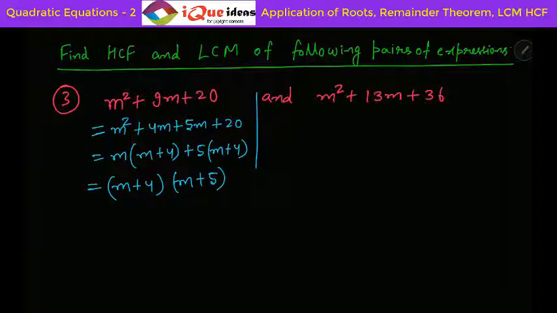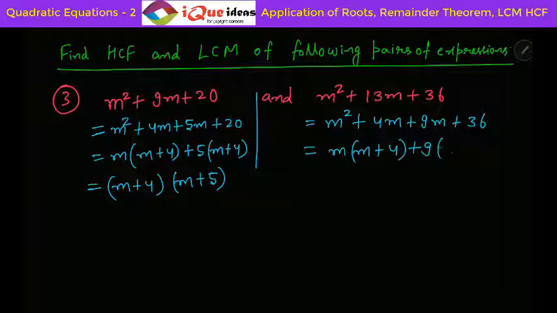Okay. Now the second one, it is m square. So 1 into 36, that is 4 into 9, right? So it is 4 plus 9 is 13. So it is m square plus 4m plus 9m plus 36. So this gives us m common into (m plus 4) plus 9 common into (m plus 4). So finally we have (m plus 4) into (m plus 9).